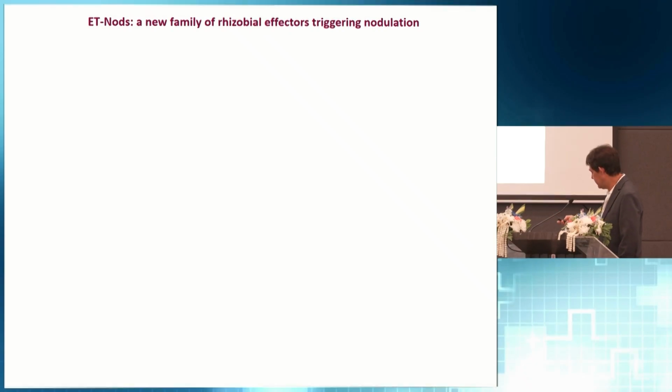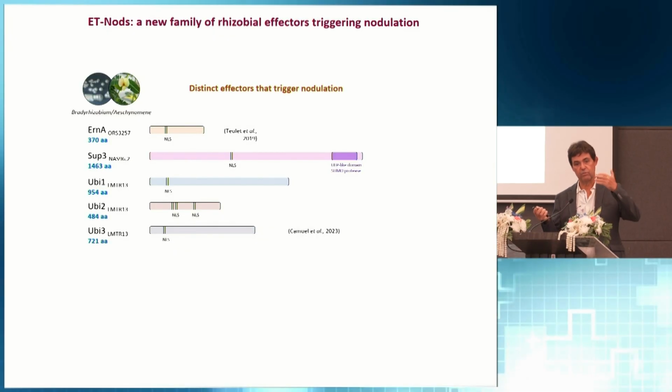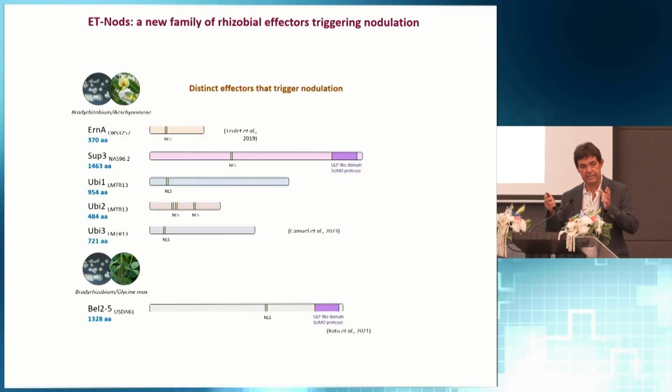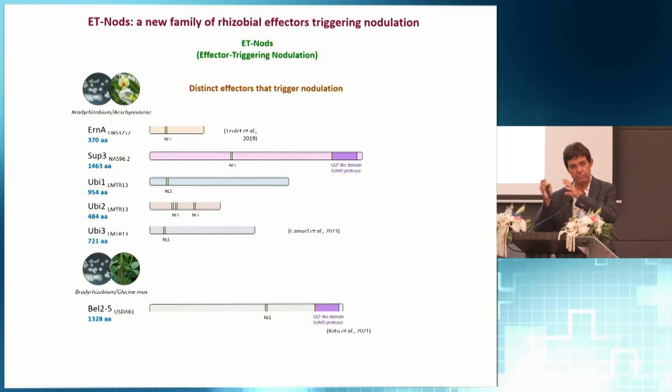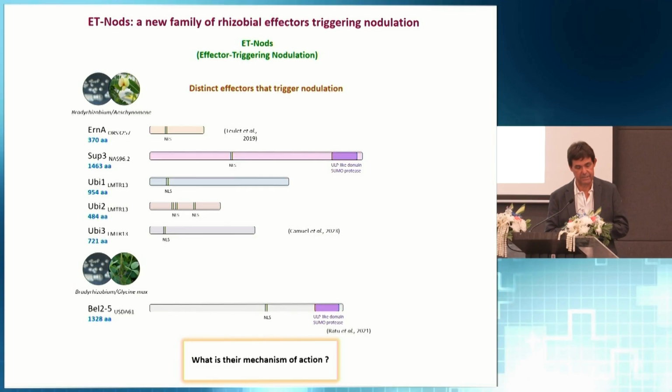Nowadays, we have identified 6 distinct effectors from different bacteria that are able to induce nodulation in either Aeschynomene or in soybean, Glycine max. These distinct effectors, we propose to gather them in a new family that we call ET-Nod, for effector triggering nodulation. And so our main topic now is to try to understand how this ET-Nod activated the nodulation program in legumes. What is exactly the mechanism?